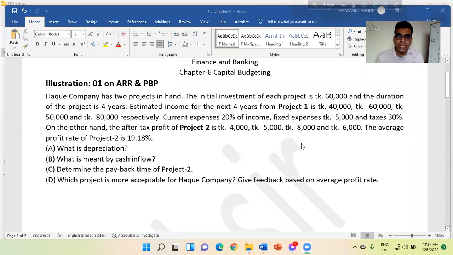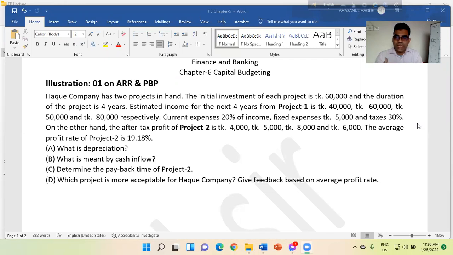First, the cash flow estimated income of the first year is 40,000, second year 60,000, third year 50,000, fourth year 80,000. You have to deduct the current expense of 20%. That means 20% of 40,000, 20% of 60,000, 20% of 50,000, 20% of 80,000 have to be deducted. Then you will deduct fixed cost 5,000 from each year, then depreciation 15,000 which we got in C. We got that in C.